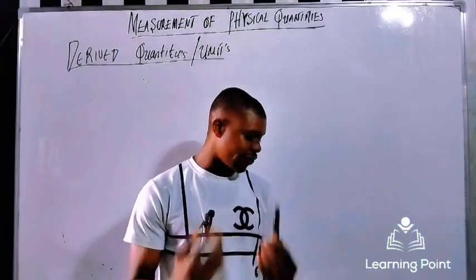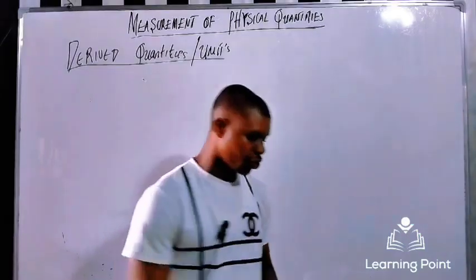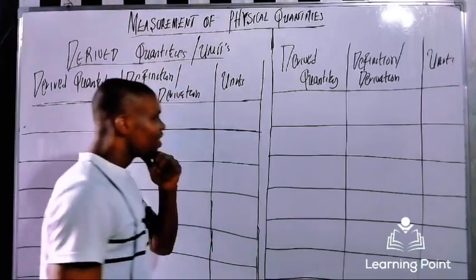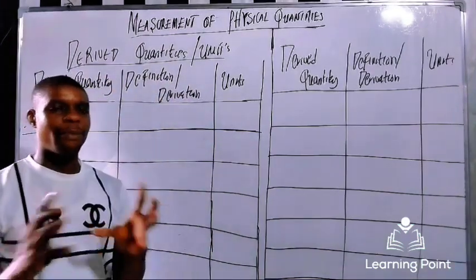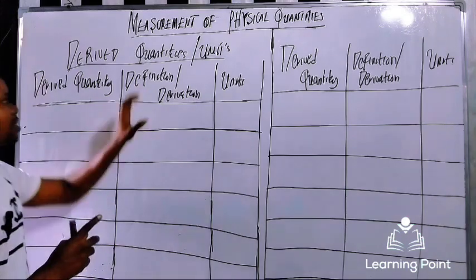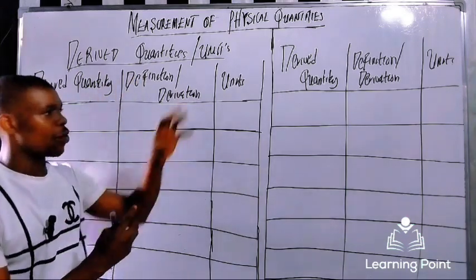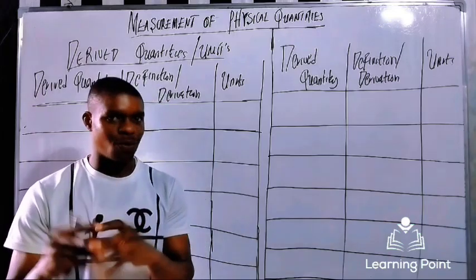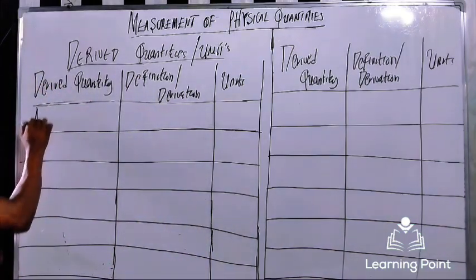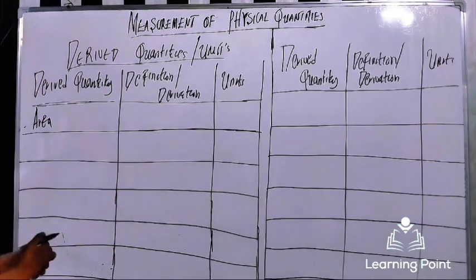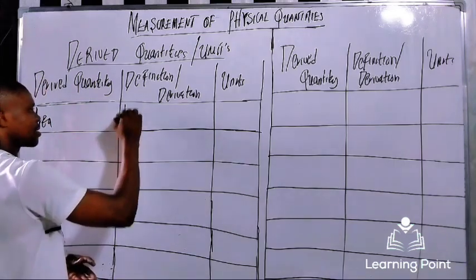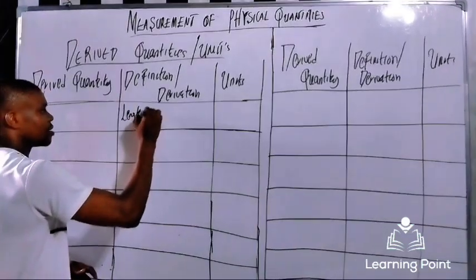Let's look at the derived quantities, their definitions, and their units, which are very, very important. The derived quantities are more. I will show you each derived quantity, its definition, how it is derived, and its units. These are very, very important, so let's get into it. The first one is area. When we talk about area, the definition is length times breadth.